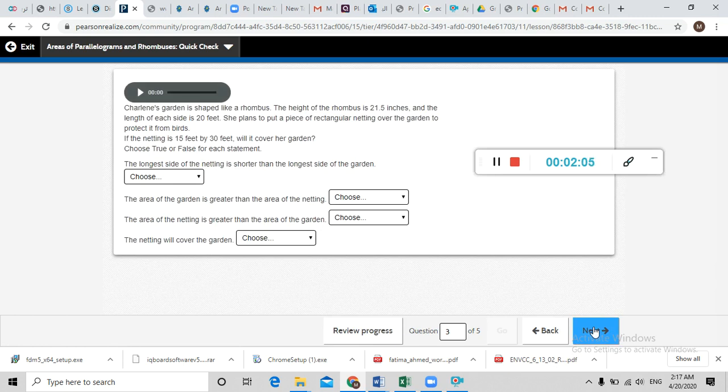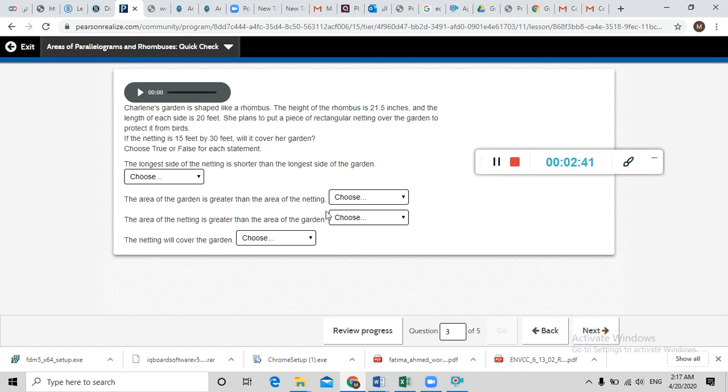Now let me go to question number 3. Charlene's garden is shaped like a rhombus. The height of the rhombus is 21.5 feet and the length of each side is 20 feet. She plans to put a piece of rectangular netting over the garden to protect it from birds. If the netting is 15 feet by 30 feet, it's a rectangle, will it cover her garden? Choose true or false for each statement. The longest side of the netting is shorter than the longest side of the garden.